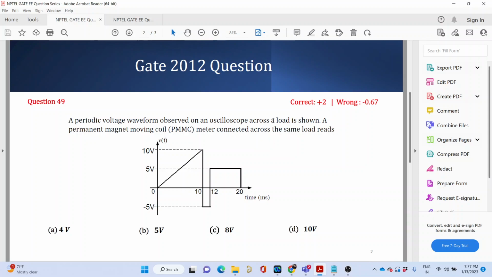Okay, so this is the next question. It is a very simple question. A periodic voltage waveform has been given to you, and one cycle of the voltage waveform is given over here, and a PMMC, permanent magnet moving coil meter, is connected across the same load terminals across which the oscilloscope shows this kind of a waveform. What you need to find is the reading of the PMMC meter. So let me give you another 5 minutes to solve it. It is 7:37. Okay, I would ask you after 5 minutes.